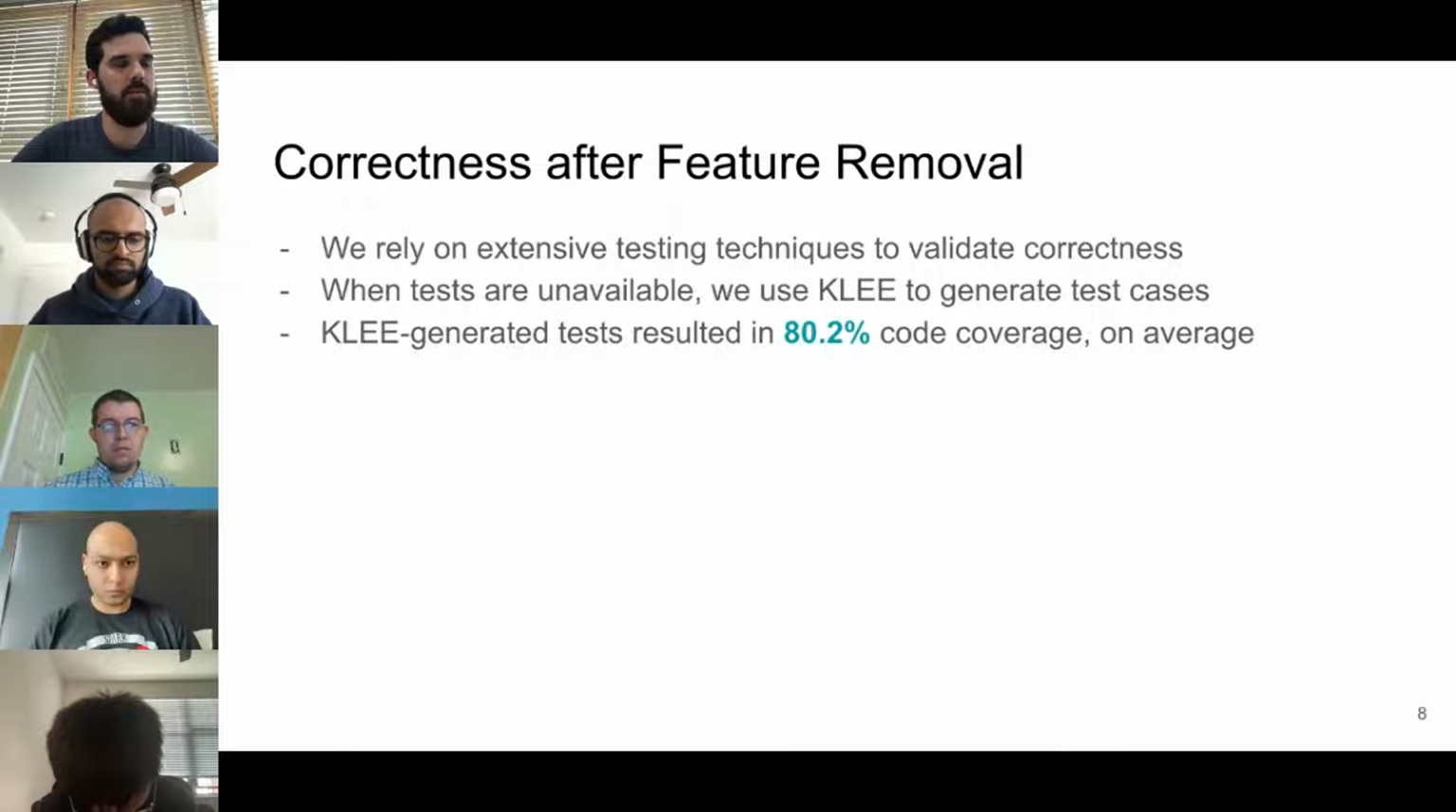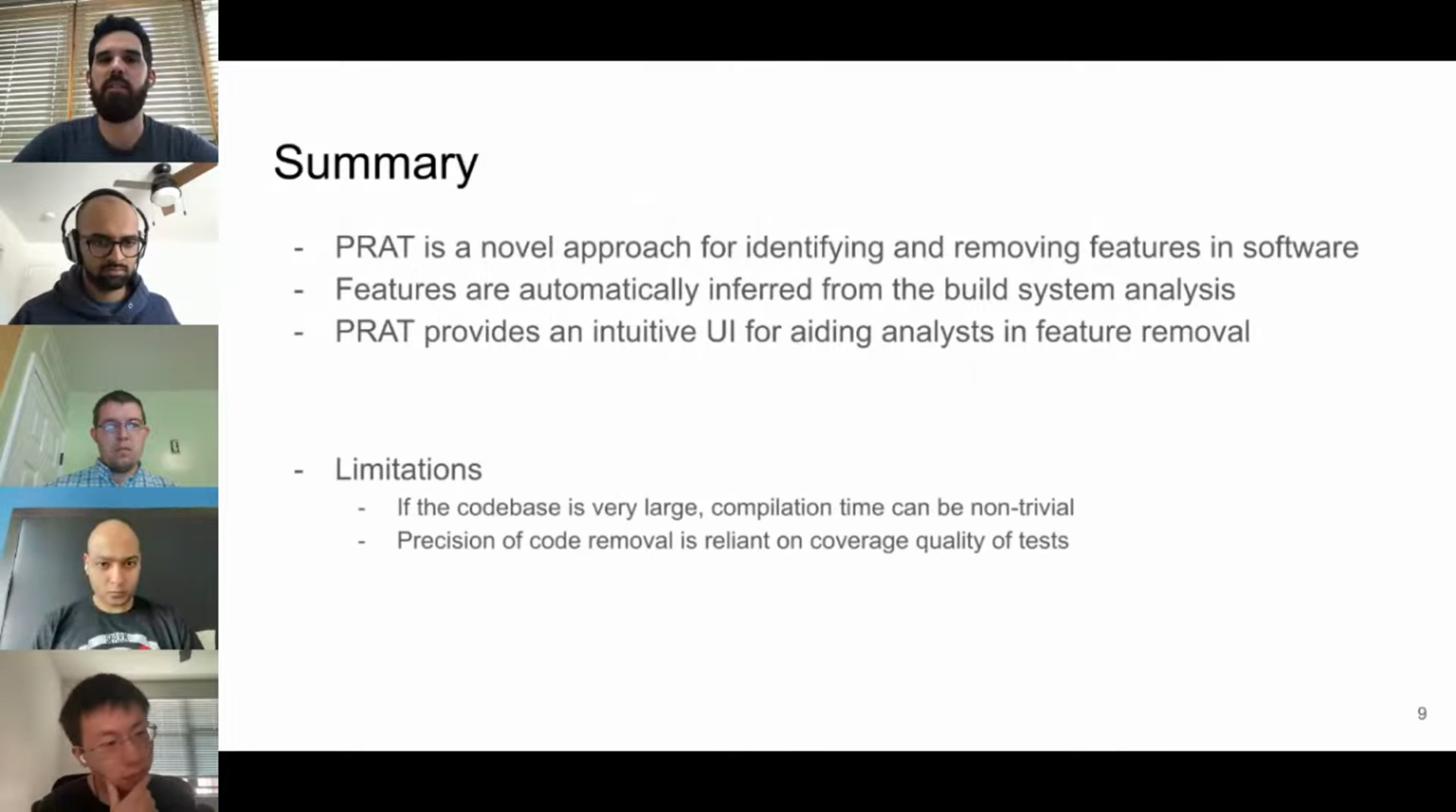Yeah, so that is Pratt. It's an approach for identifying and removing features in software. There's a couple limitations here where if the code base is very large, we may need to compile many times, and that could be non-trivial. And precision of code removal is obviously reliant on the coverage quality of the tests.